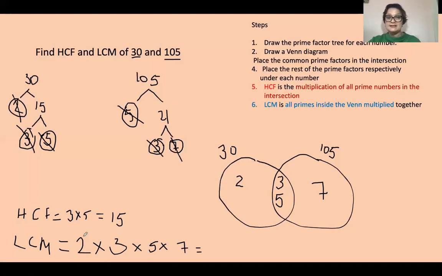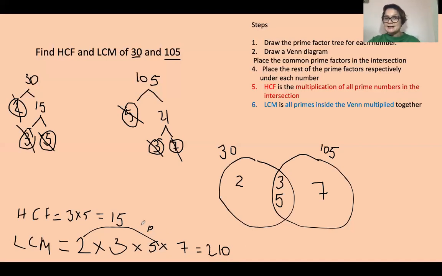And when you multiply more than 2 numbers, why don't you look which of them make a multiple of 10? And in this case, 2 and a 5 multiplied together make a multiple of 10. It just makes the multiplication a lot easier. So 10, the 2 make 10, all right? 10 times 3, 30, 30 times 7, 210. So this is the lowest common multiple of 30 and 105. And highest common factor is 15.